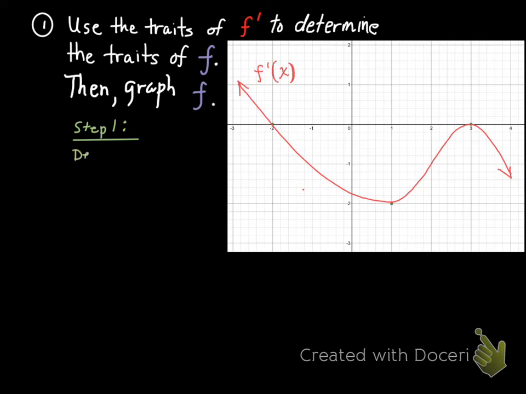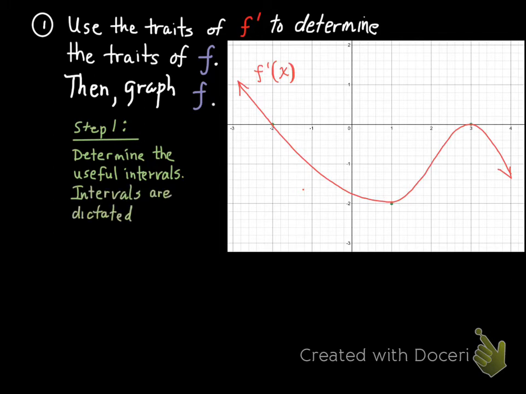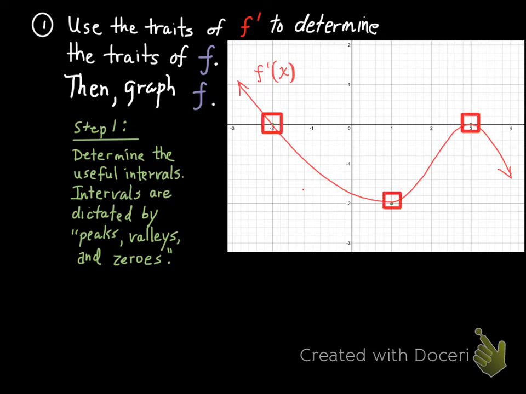All right. The first one is to determine the useful intervals with the graph of f prime. So how do I determine useful intervals? Well, useful intervals are dictated by, in layman's terms, what we call peaks, valleys, and zeros. So as you look at this red graph, you probably can find some peaks, valleys, and zeros. Here, we've got some peaks, valleys, and zeros. At 3, we've got a peak. It also happens to be a 0. When x equals 1, we have a valley. And when x equals -2, we have a 0.